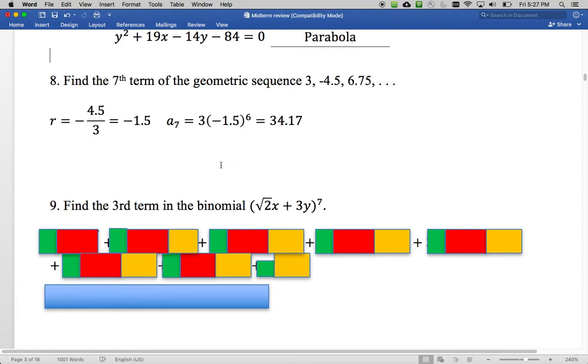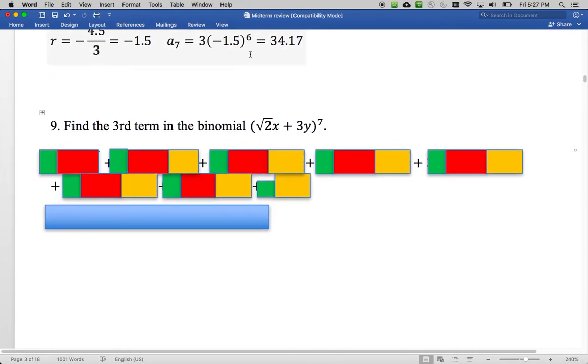All right, let's move on to number 9. Here's another, this is a binomial. Don't we love these? It says find the 3rd term in the binomial of the square root of 2 times x plus 3y raised to the 7th power. So a couple things. I'm going to go ahead and expand the whole thing just because I know in class there were several of you that were still kind of confused about how to do this. So I'm going to walk it through.